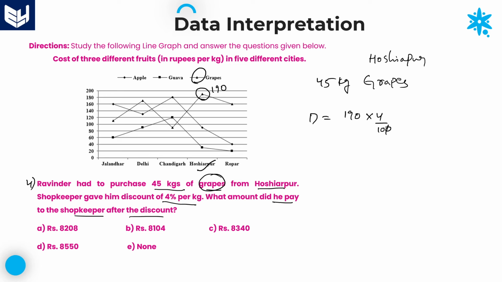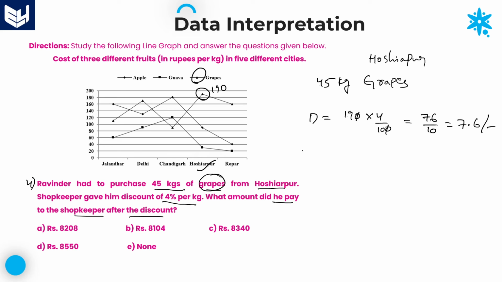So, first calculate the discount value. The 0 gets cancelled. 19 into 4 is 76. 76 divided by 10, that is equal to 7.6 rupees. This is the discount given by the shopkeeper per kg.